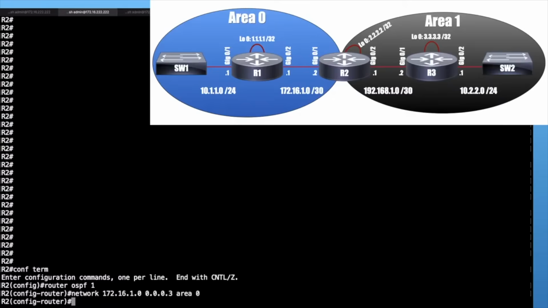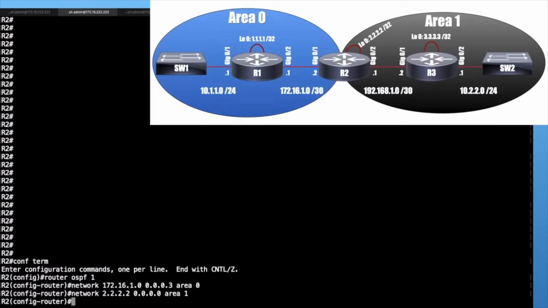I'm going to say network 2.2.2.2, wildcard mask 0.0.0.0. It's in area 1. Got to be very careful to make sure you get the right areas specified. All right, we got one network to go, and that's between R2 and R3. I'll say network 172. Actually, no, it's not 172. It's 192, isn't it?